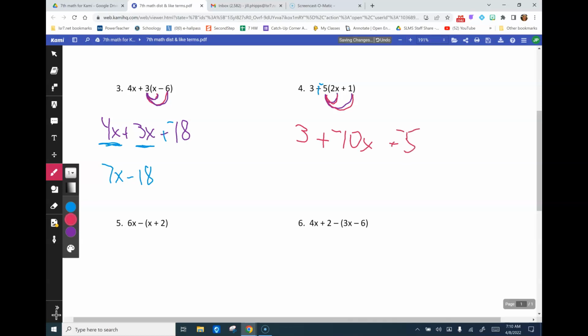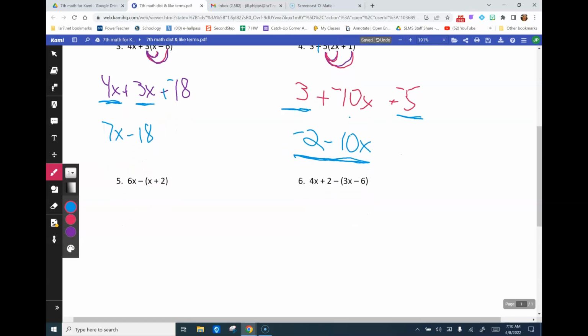Okay, now we're going to indicate our like terms. So 3 and negative 5, we get a negative 2. And then that negative 10x just hangs out, so minus 10x. If you put plus and negative, it's the same thing. If I were in algebra class, I'd have you change the order of these. But for now, we're just going to leave it. We'll talk about order when you get into algebra.